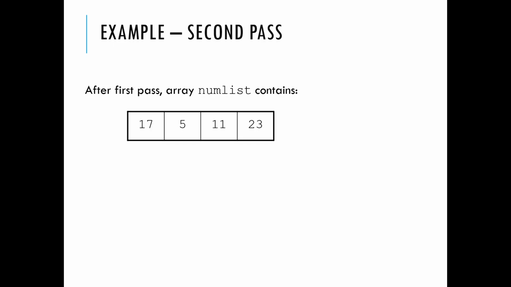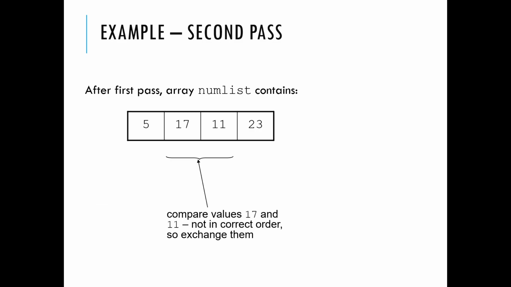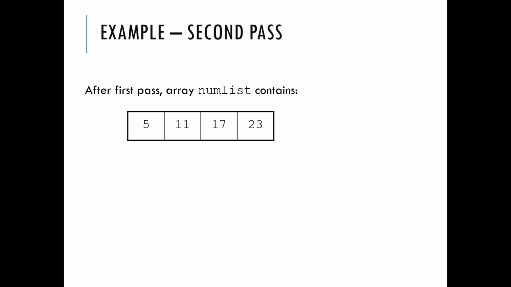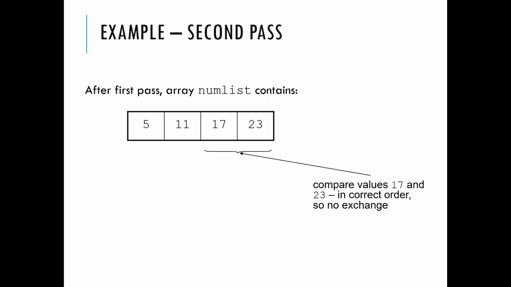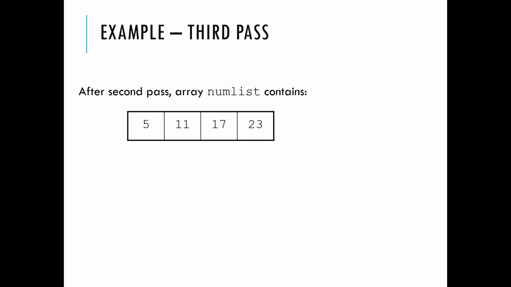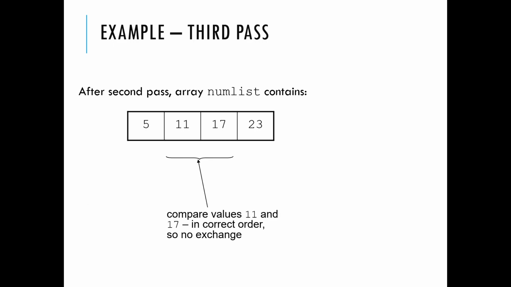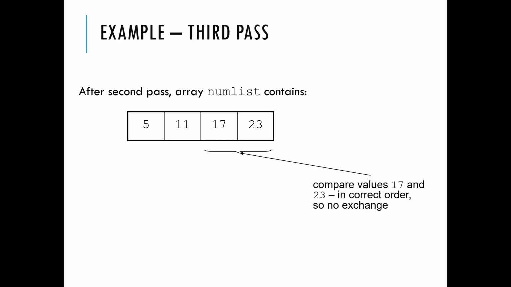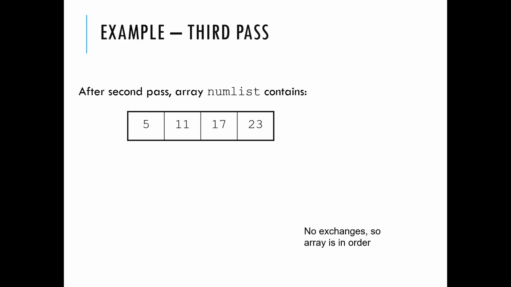That's the first pass. Second pass, check 17 and 5. Are they in order? Nope. Switch them. 17 and 11. Are they in order? Nope. Switch them. 17 and 23. Are they in order? Yes, they are. No exchange. And then I do another pass. If I have any changes that were made, I do yet another pass. Is 5 and 11 in order? Yes. 11 and 17? Yes. 17 and 23? Yes. Done.